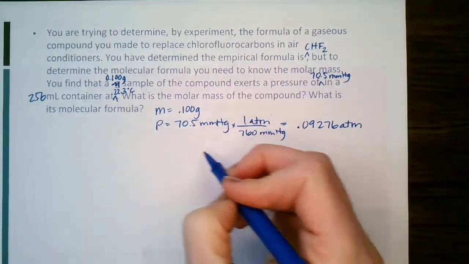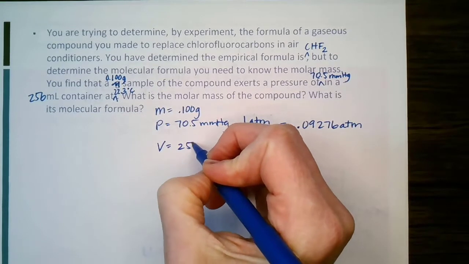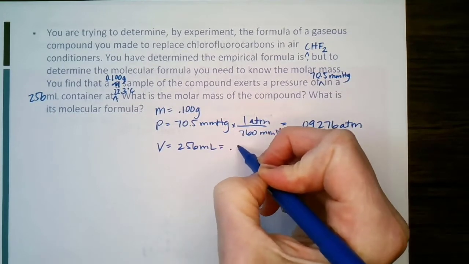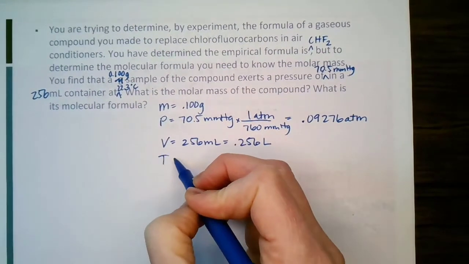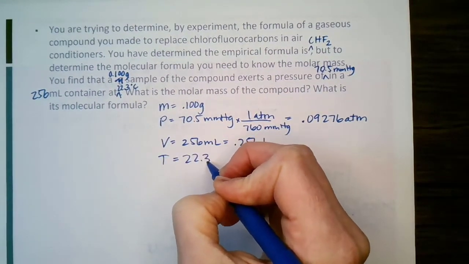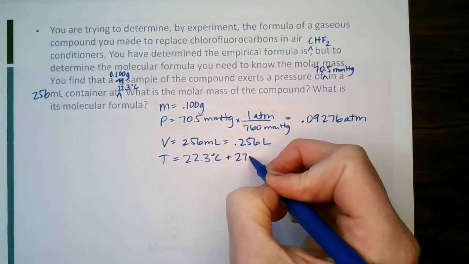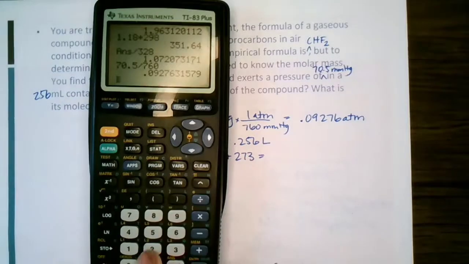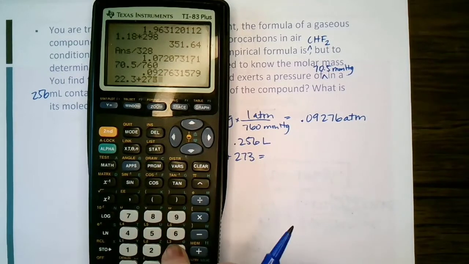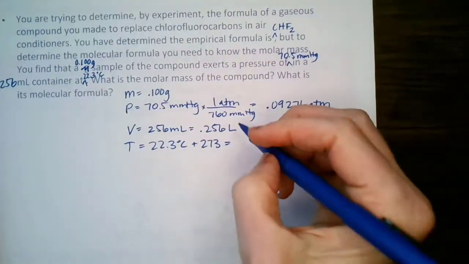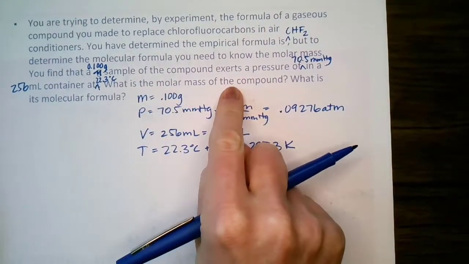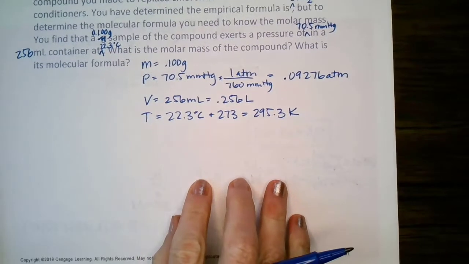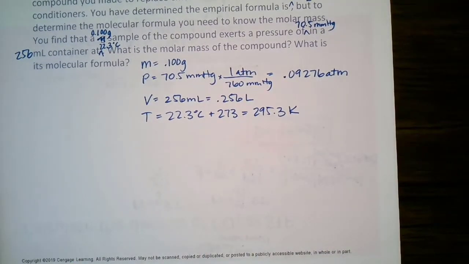Okay, so we know mass, we know pressure. On a 256 milliliter container, so we know that that's our volume. 256 milliliters is 0.256 liters. And we're at a temperature of 22.3 degrees Celsius. I'm just going to add 273 right away. Plus 273, 295.3 Kelvin. What is the molar mass of the compound and what is its molecular formula?